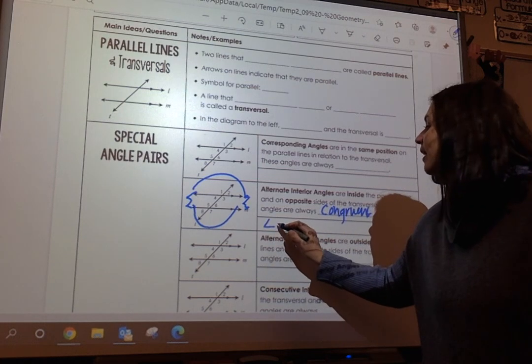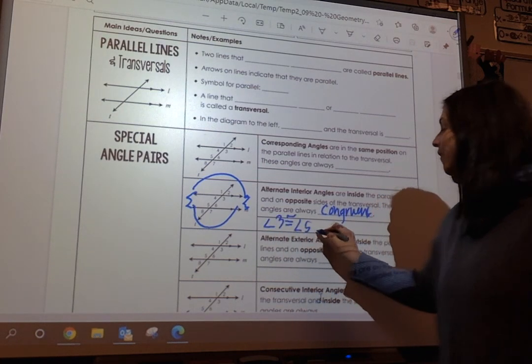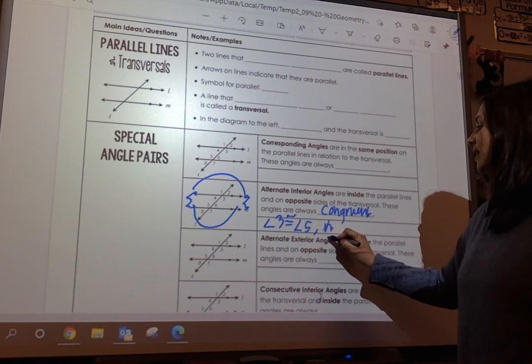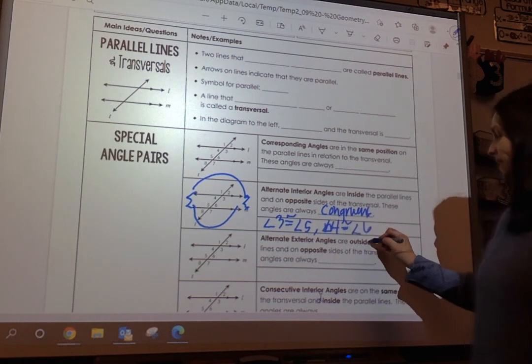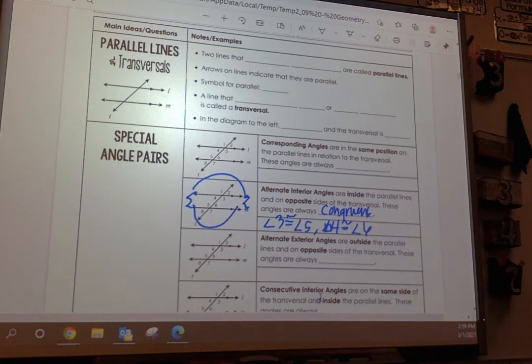So I can say that angle 3 is congruent to angle 5. I can say that angle 4 is congruent to angle 6. That's my measures of congruency. All right, let's take a look at the other ones.